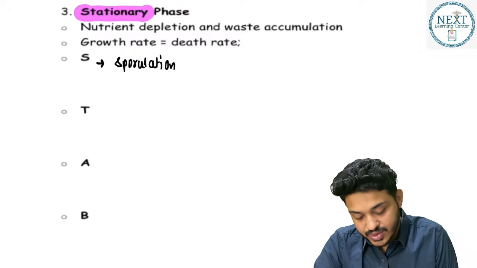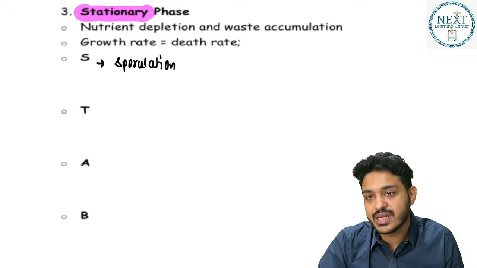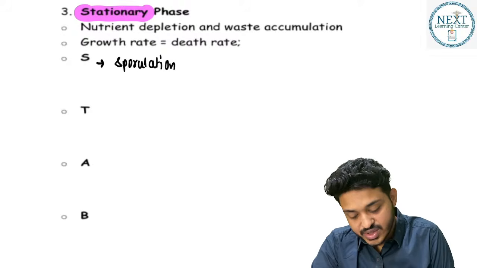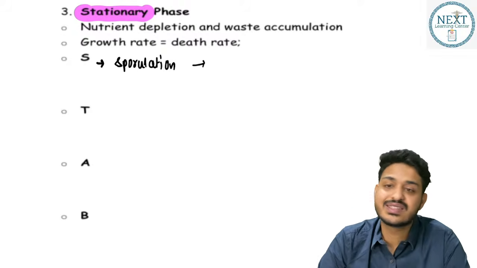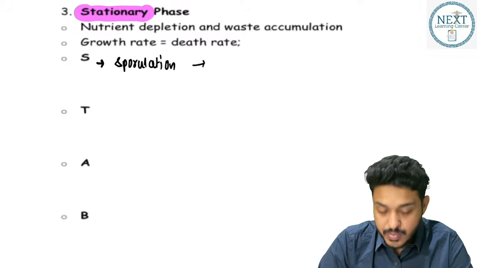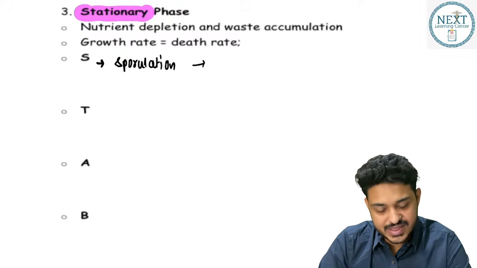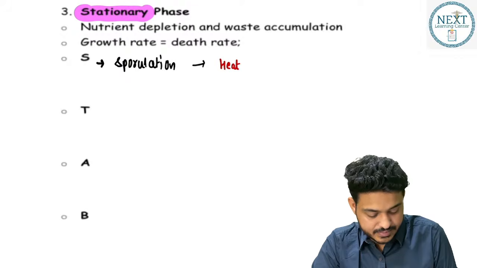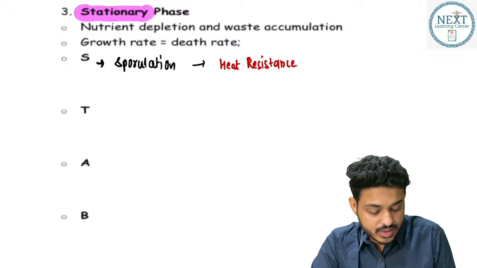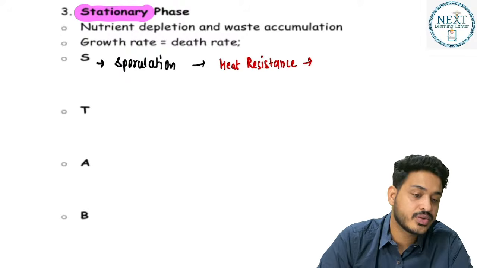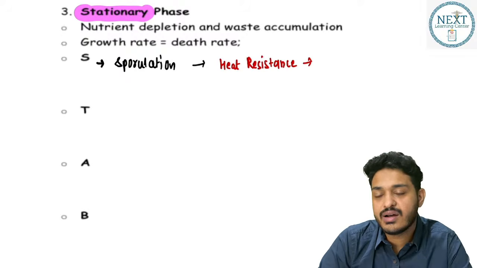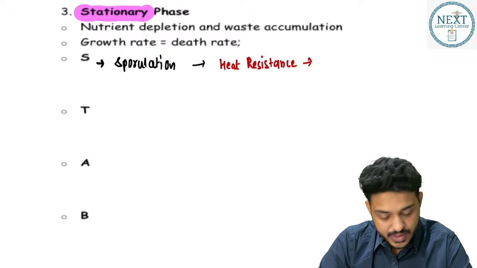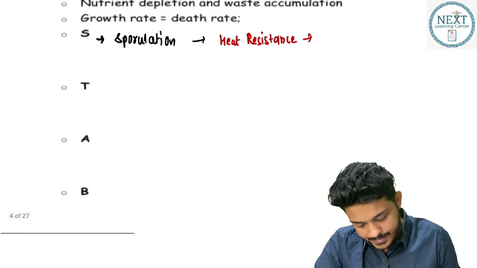So this is going to be your phase 3 of the bacterial growth curve, right? So sporulation is going to be there. Another question they have asked in the exam: the spores are going to be resistant due to which acid? Spores are heat resistant, due to which acid? My dear doctors, try to answer which acid is going to cause the spores' heat resistance, right? What is going to be your answer?